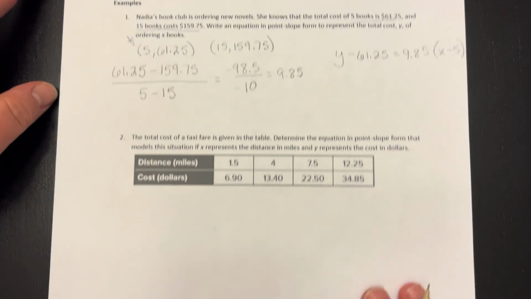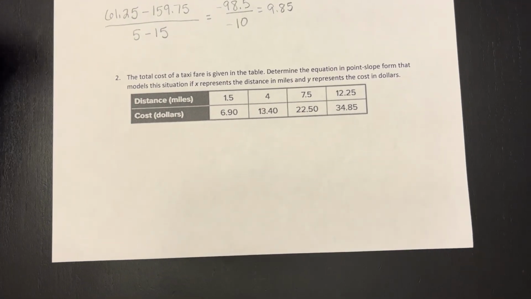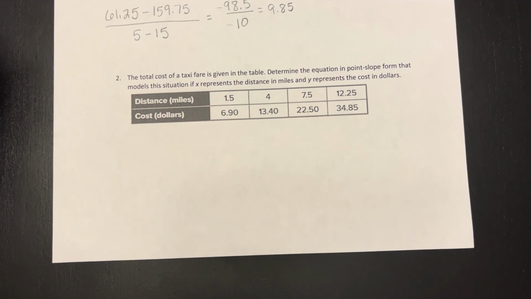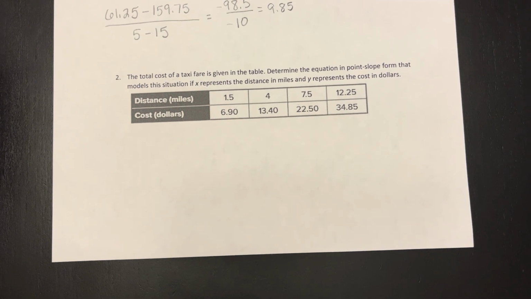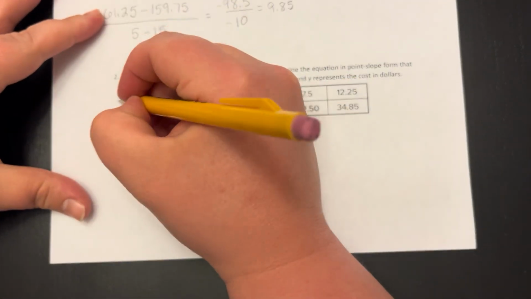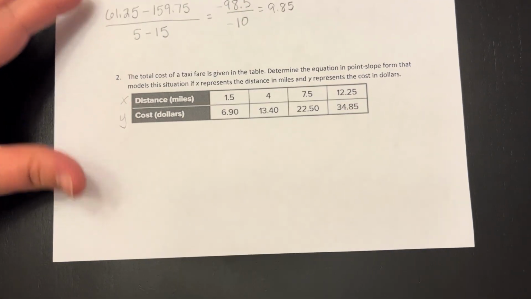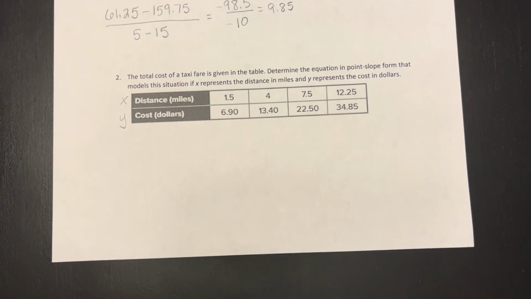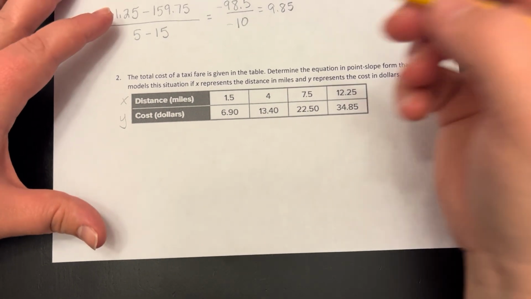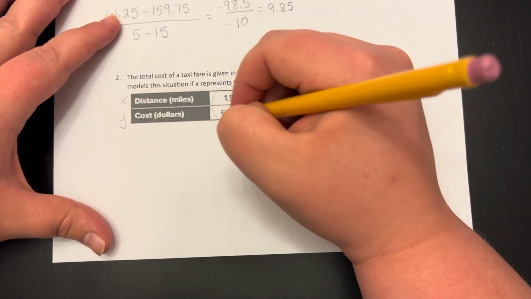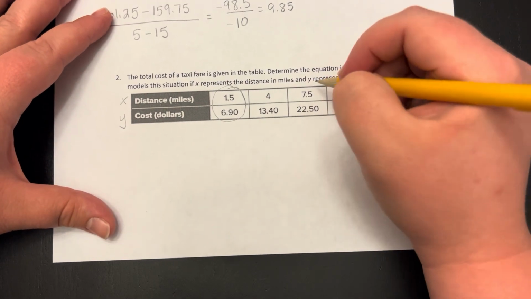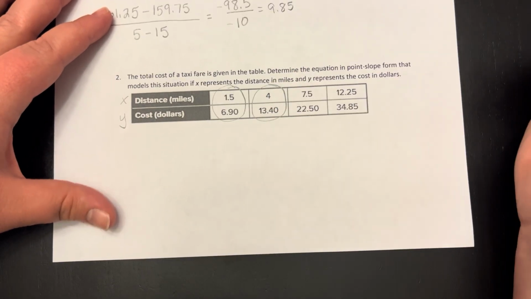Let's try one more. It says the total cost of a taxi fare is given in the table. Determine the equation in point slope form that models this situation if x represents the distance in miles and y represents the cost in dollars. So they're telling us this is x and this is y. So let's find the change, the slope. So I'm just going to go ahead and choose, it doesn't really matter. Let's choose this first point and this point here. We'll just do the first 2.